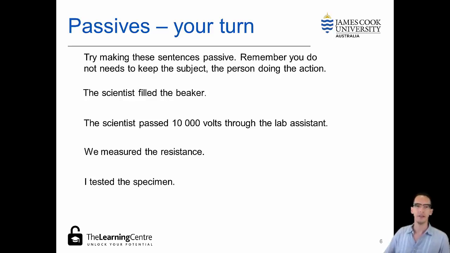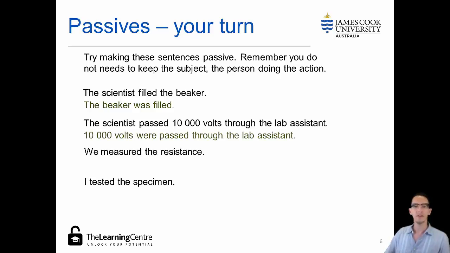How did you go? Here are the answers. The first sentence, the scientist filled the beaker. We'd switch it around, remembering to remove the subject, and we just have the beaker was filled. The second sentence would become 10,000 volts were passed through the lab assistant. The third sentence would become the resistance was measured, and the final sentence would become the specimen was tested.